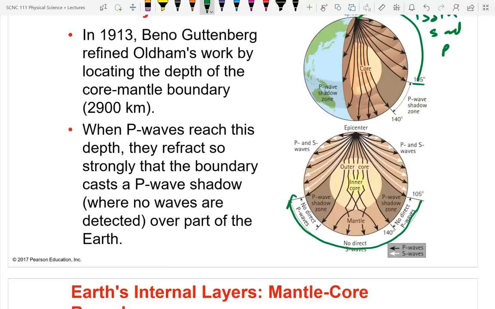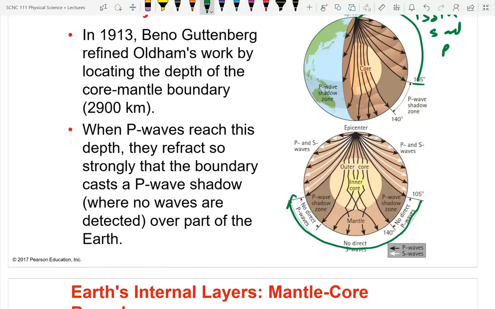S waves have to have a solid to go through. They can't go through a liquid. And so the absence of S waves says there must be a liquid region in the Earth. So that's how we come to understand there's a liquid region, because of the S waves having this big shadow region. And because of this P wave shadow zone, we can make some determinations about the speed change when the P waves go from the mantle, the solid part, into the liquid core.